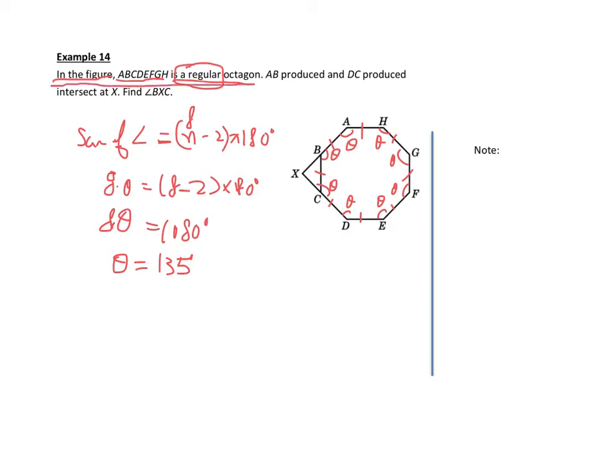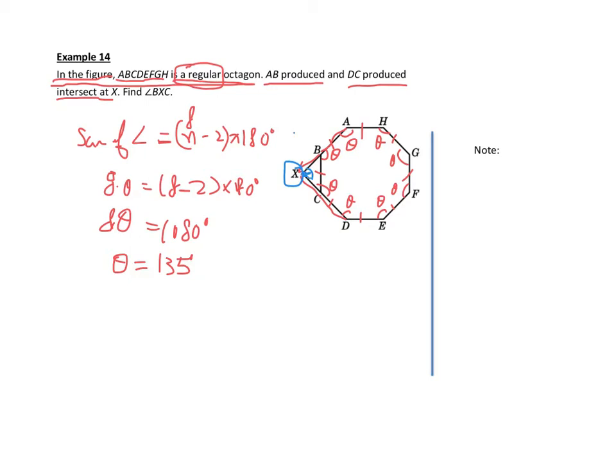And from the second sentence, it means that AB produced and DC produced, so AB produced and then CD produced, intersect at X. So we can see that here is point X. And what we need to find is not theta, but the angle BXC, this angle.